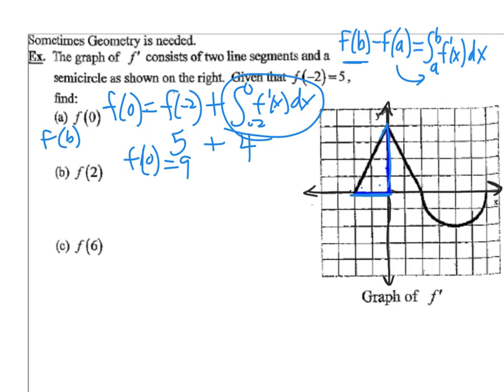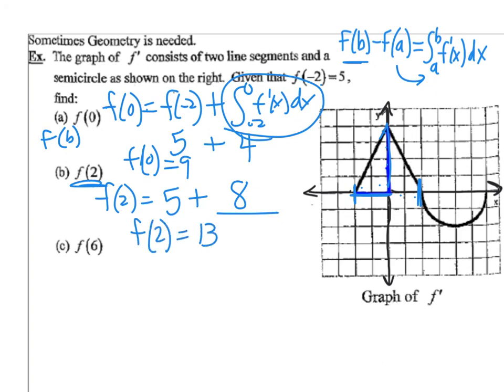Right? So if we do from negative 2 to 2, we know that f of 2 is going to be equal to 5 plus the area under the curve from negative 2 to 2. So 1, 2, 3, 4, 1, 2, 3, 4. 4 times 4 is 16, divided by 2 is 8. F of 2 is going to be equal to 13.